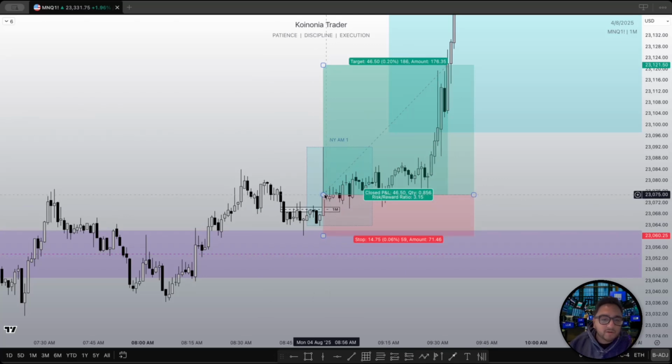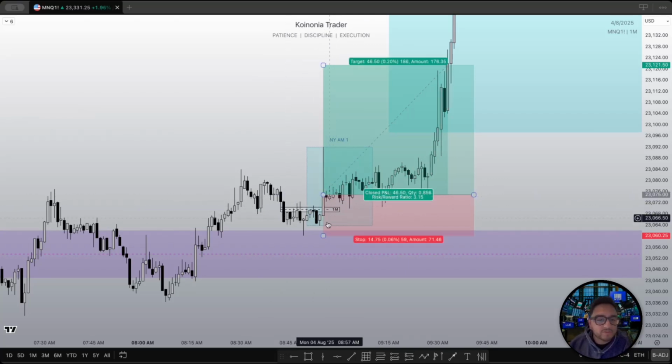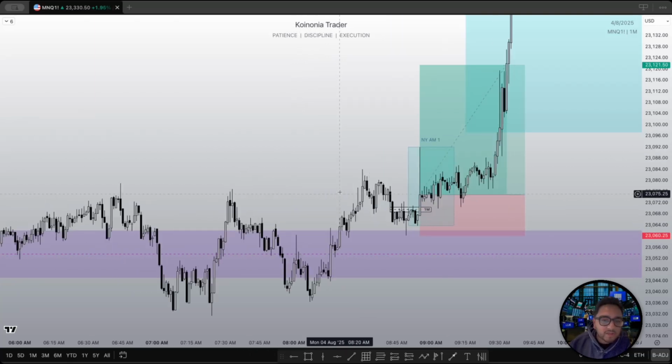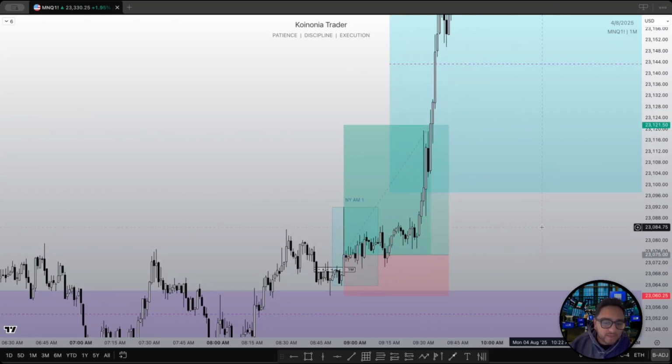This candle right here was the one that created the inversion. So as soon as that gets created is usually when I'm entering in. The safe place to have put your stop would have been this swing low. And as you can see, this quickly hit a 1 to 2, even a 1 to 3 after the market opened.